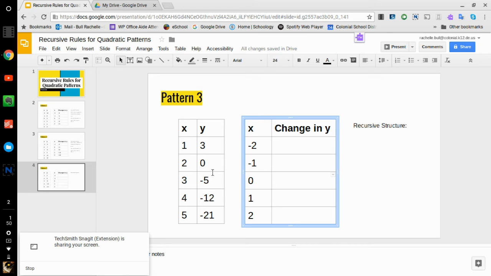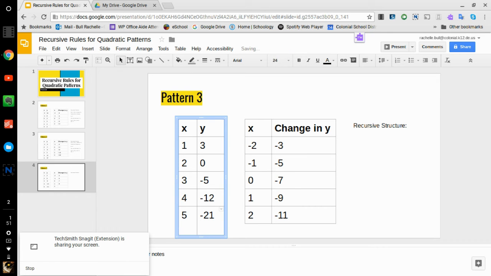So we're going minus 3, minus 5, minus 7, minus 9. So let's put that in. Change was minus 3, minus 5, minus 7, minus 9. I think you might be able to see quite clearly that every single time we're going minus 2, minus 2, minus 2. So the next one we should have minus 11, which means at the sixth term, we should have minus 32, keeping with our pattern.